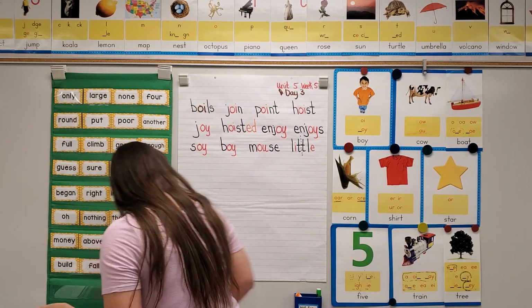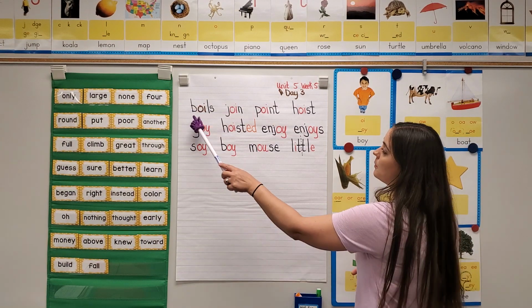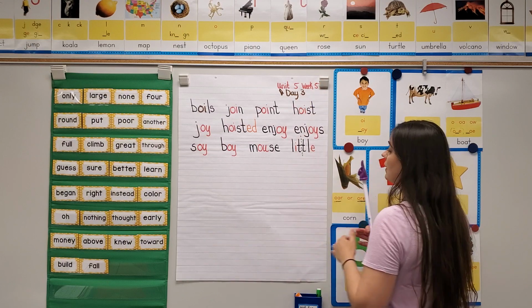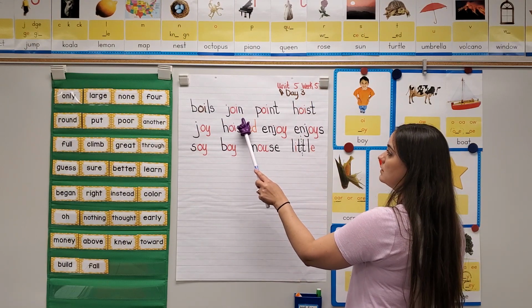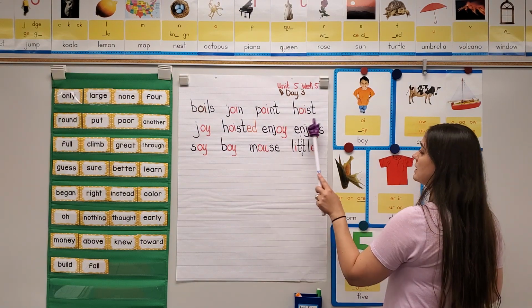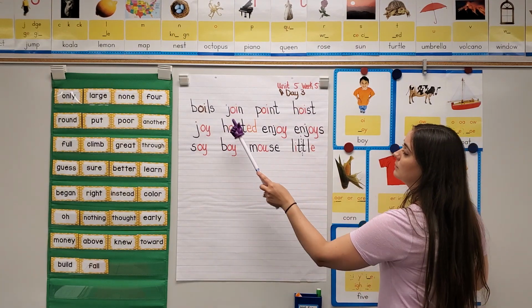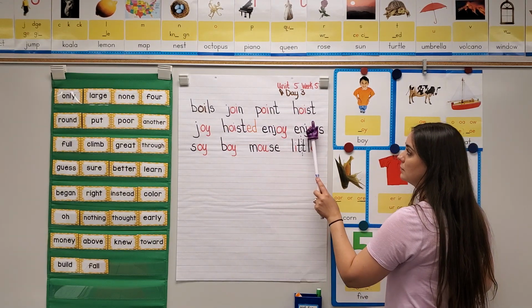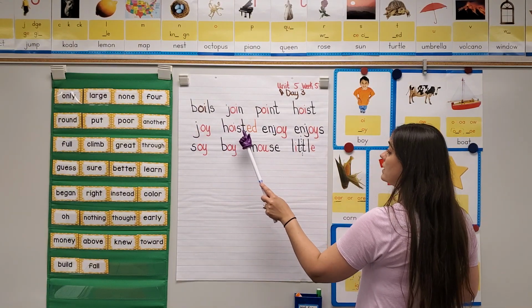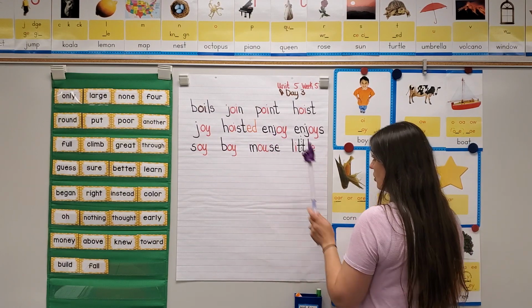All right, let's go ahead and we'll read our board. So I'll blend, and then it's your turn. Oils, boils. Join. Point. Hoist. Your turn. Joy. Hoisted. Enjoy.